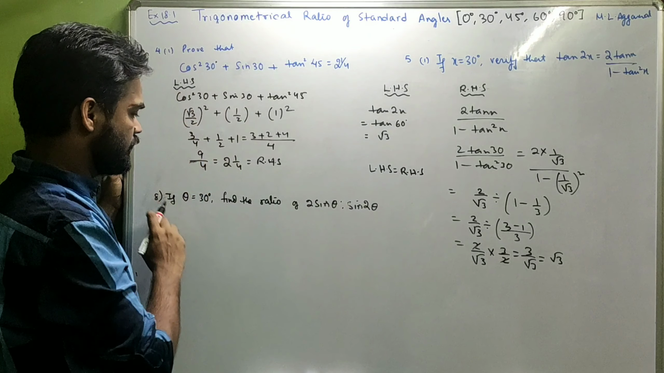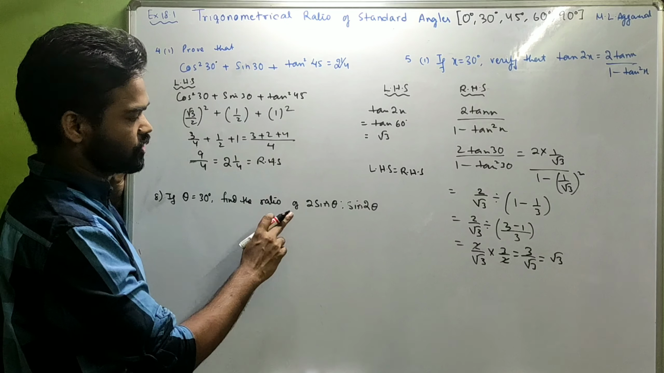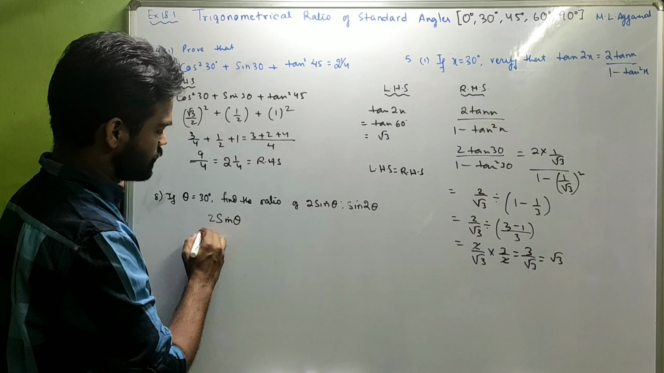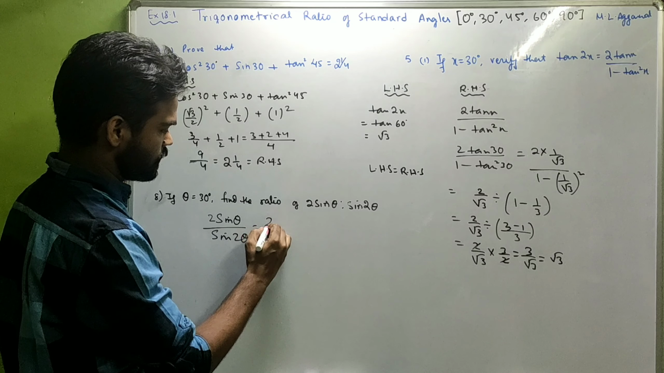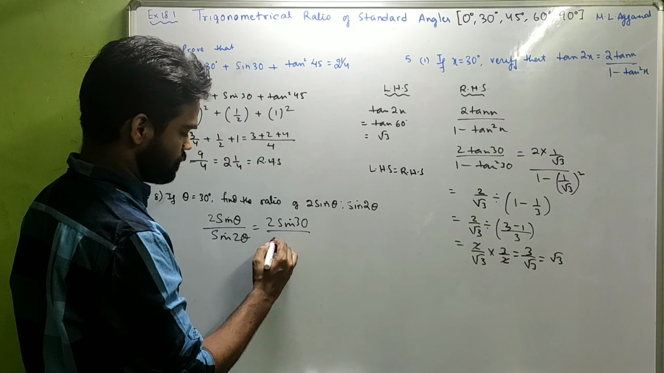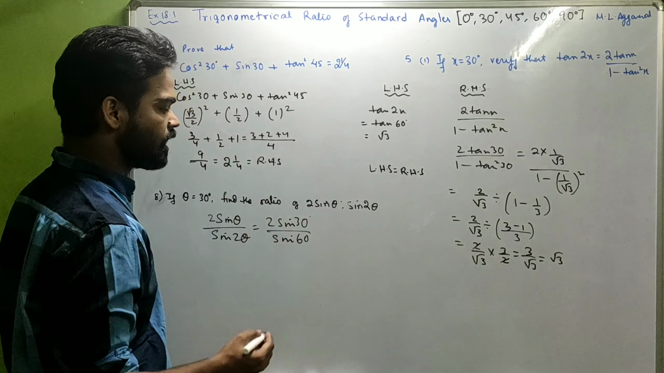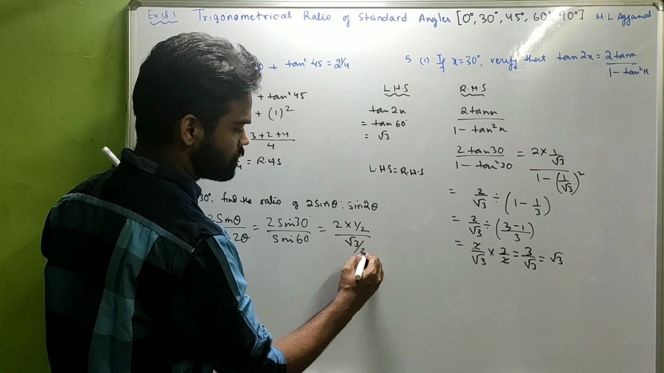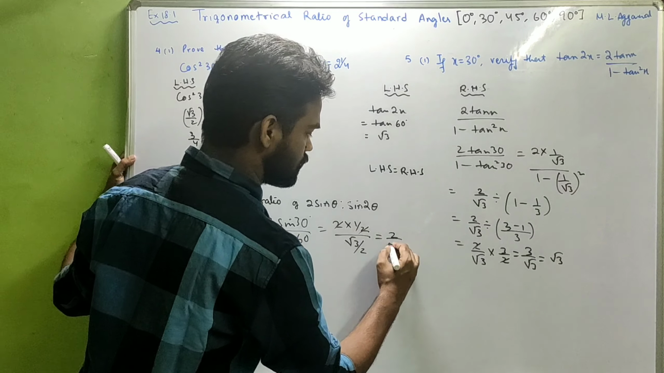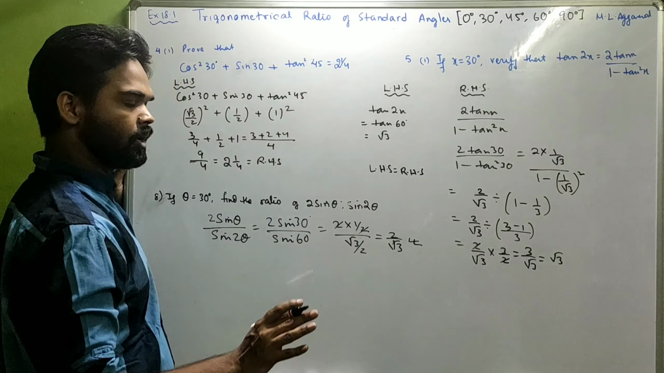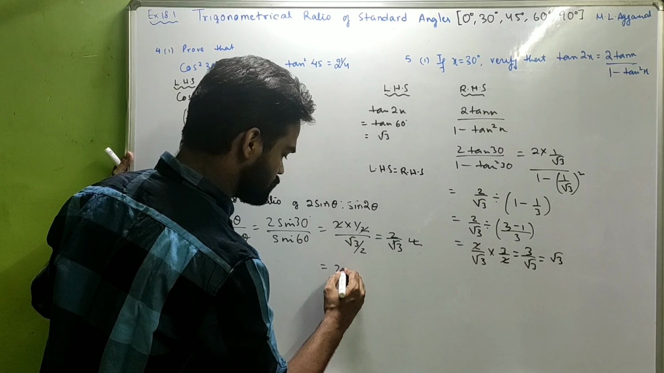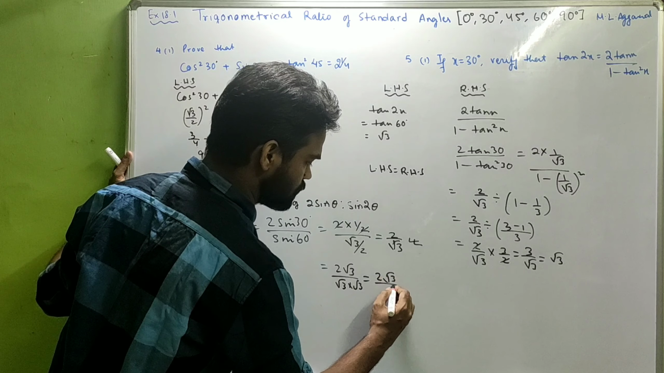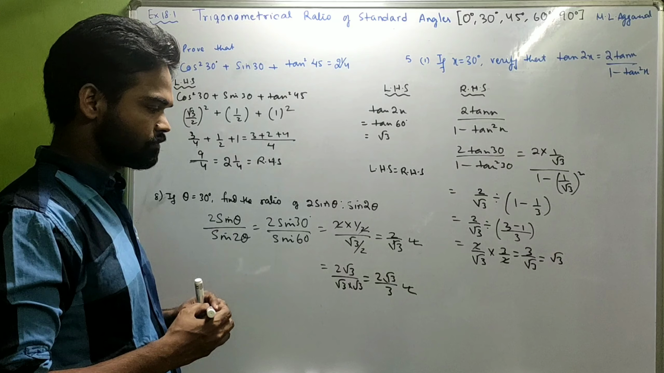Done. Now look, if theta equals 30 degree, find the ratio of 2 sin theta to sin 2 theta. Very easy. 2 sin theta by sin 2 theta. That's 2 sin 30 by sin 60 degree, isn't it? Now, sin 30 is 1 by 2. This is root 3 by 2. So that's 2 by root 3. Am I clear or not? You can rationalize. So that's 2 root 3 by root 3 into root 3. So that's twice root 3 by 3. So that's your answer. Clear?